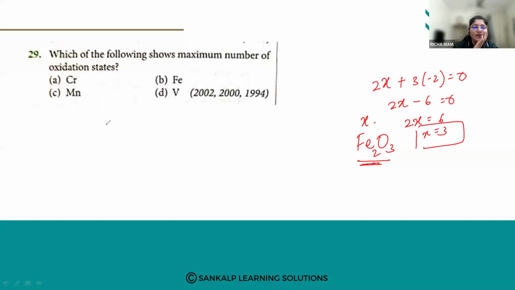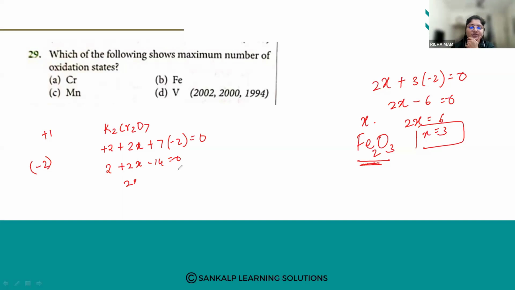Chromium, if I take one chromium compound, let me take K2Cr2O7. Potassium is plus 1 and oxygen, the most common oxidation state, is minus 2. We know that, right? In first year we have studied the common oxidation states. So 2 plus 2x plus 7 into minus 2 equals 0. So 2 plus 2x minus 14 equals 0, so 2x minus 12 equals 0. x is equal to 6. So the maximum oxidation state shown by chromium is plus 6.